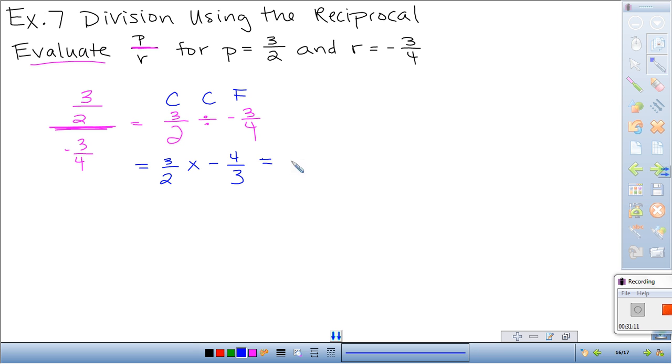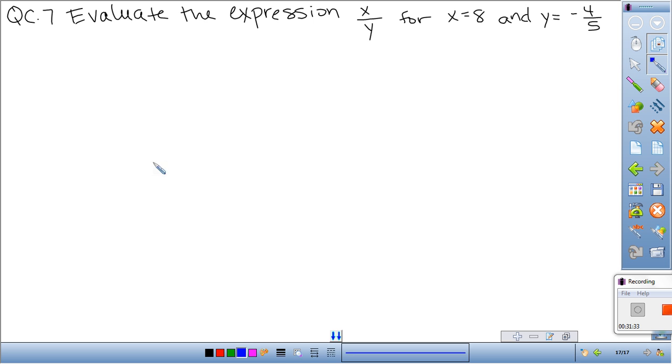A positive times a negative gives us a negative. 3 times 4 is 12. 2 times 3 is 6. And then we can simplify. It's still going to be negative, but 12 divided by 6 is 2, so -2. How simple of an answer for a problem that looked so complicated. -2. Okay, last one, and then we'll be done with this lesson.